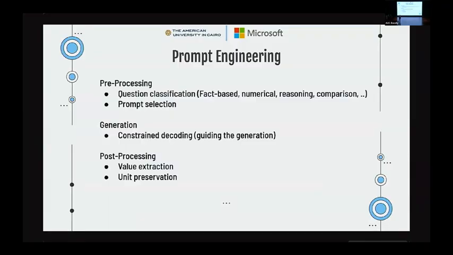So we started investigating some techniques, starting with prompt engineering. By prompt engineering, we start with some question classification. Either the question is a fact-based, numerical, or reasoning question, and then selecting a prompt based on that, and then guiding the model to use this prompt, and finally extracting the data and values from the answer the model provided.